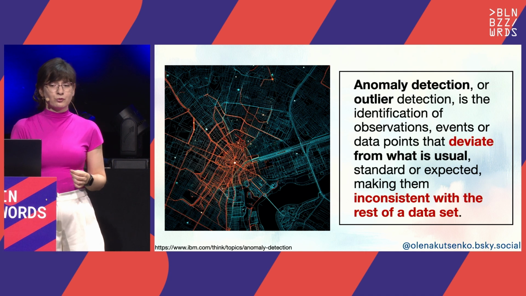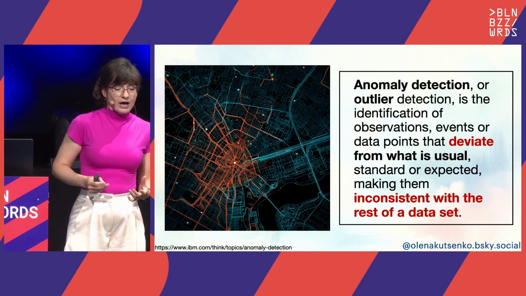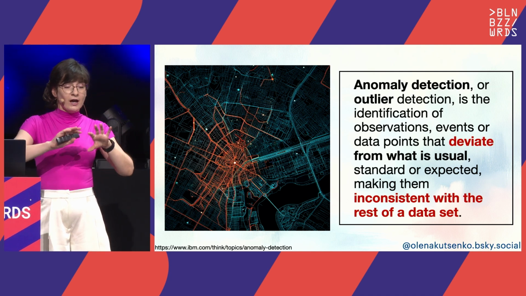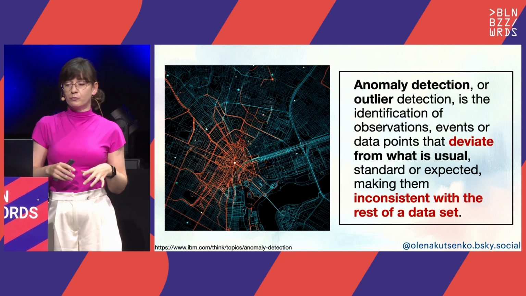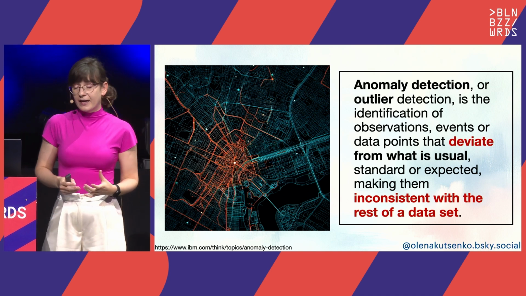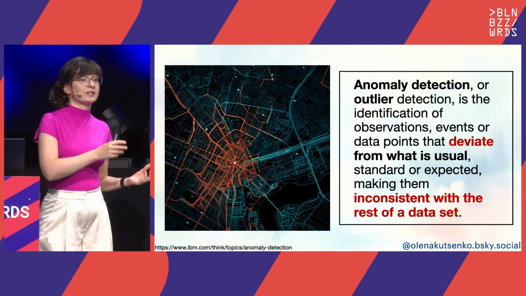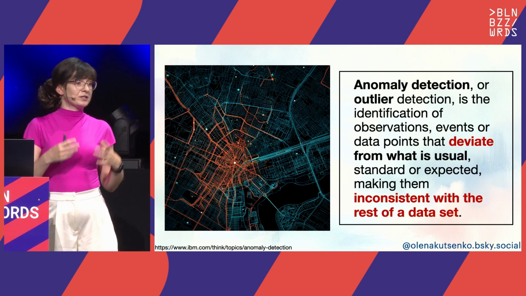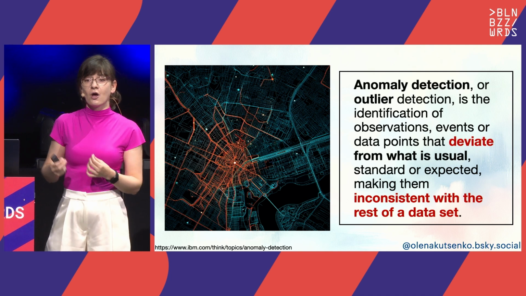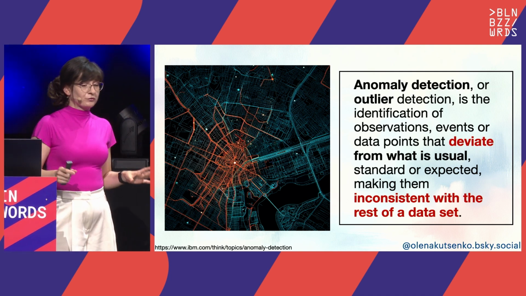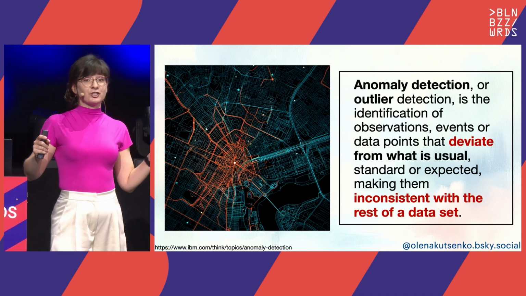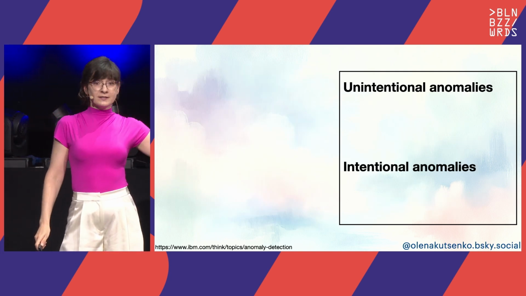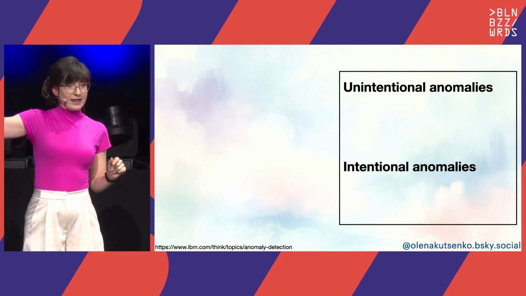So if we had to give a definition of anomaly detection, it would be looking for observations or events which deviate from what we consider to be usual behavior, and which are inconsistent with the rest of the data set which we have. And we work a lot nowadays with data, so we have huge amounts of data. At this point, we can split anomalies into two groups. Quite simple: unintentional anomalies and intentional anomalies.